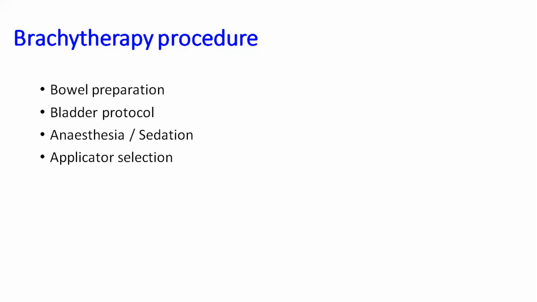So we have to have a proper bowel preparation first, and bladder and bowel preparation prior to brachytherapy. The proper bladder protocol has already been discussed before. Then anesthesia and sedation. Previously you have to have a pre-anesthetic checkup to see any medical problems for the patient. Then the applicator selection: whether you have areas where you can put your applicator, especially the ovoids in the lateral fornices, which can be taken up by the tumor itself, and due to lack of response you cannot place the ovoids properly. If you cannot find the os properly, it's very difficult to negotiate the uterine tandem. So you have to plan for interstitial then.